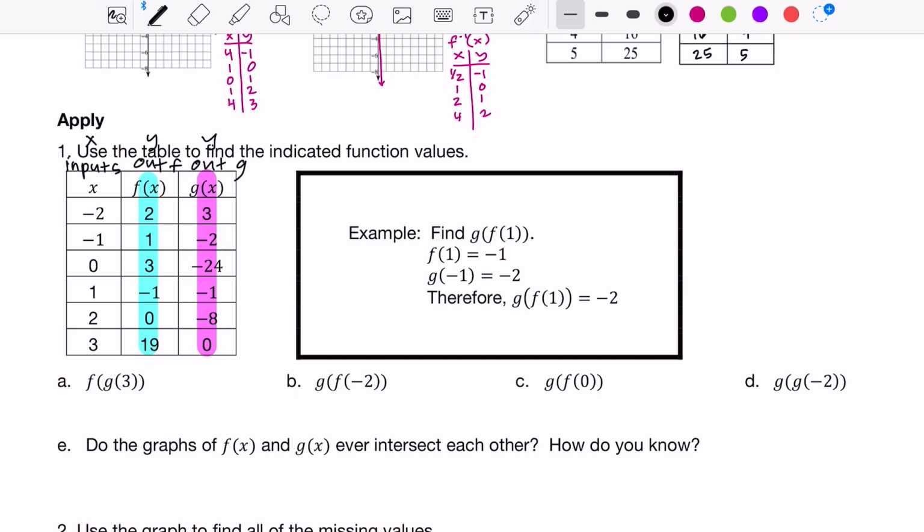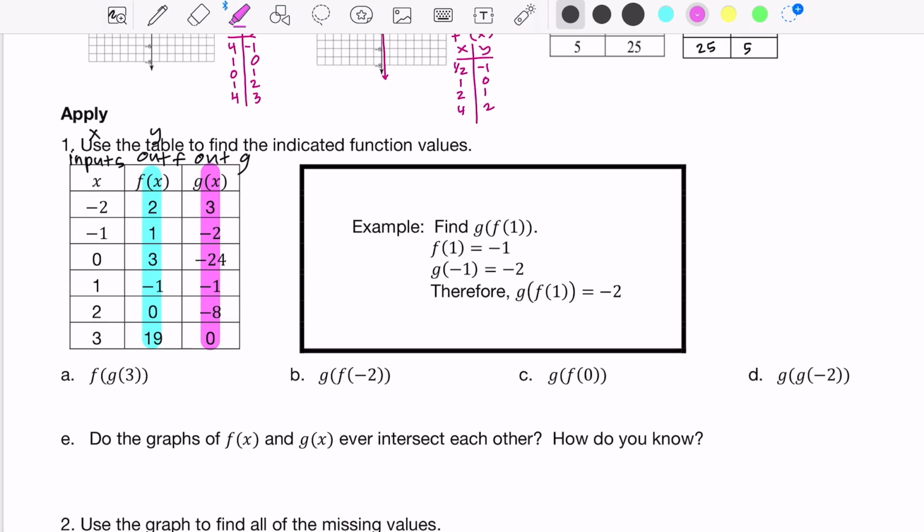So let's see, this example says to find G of F of 1. So first we have to find F of 1. So we're gonna go over here. The input is 1, and what's the output in the F column? That's -1, so you can see that right there. Now they're saying, take that -1 that you just got and plug it into the G function. So now the input is -1, which is here, and then what's the pink output, or what's the G output, and it's -2, okay? So we will erase that so we can see if we can do these.